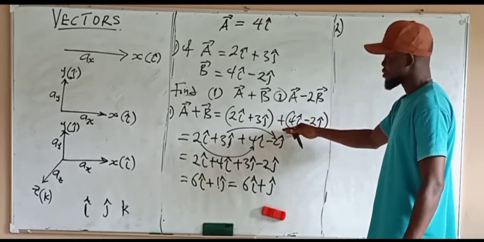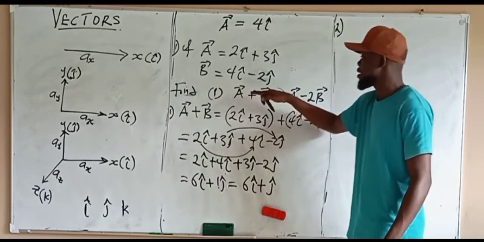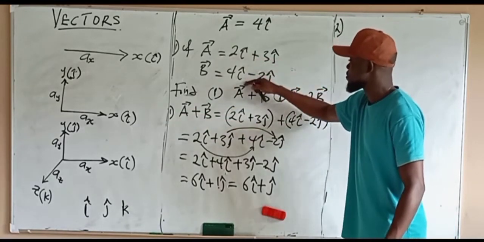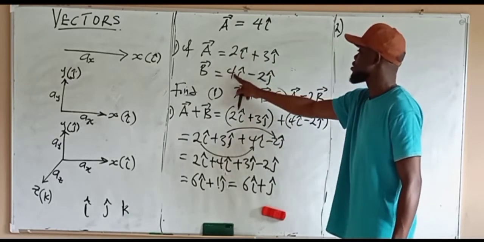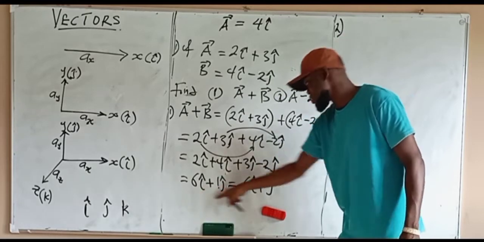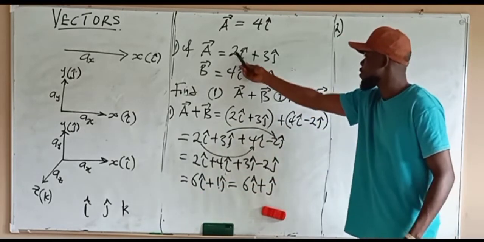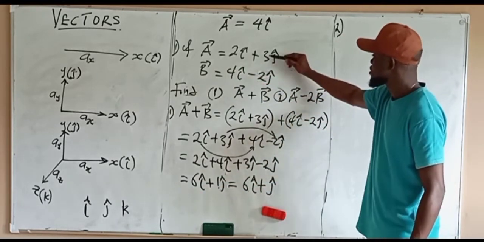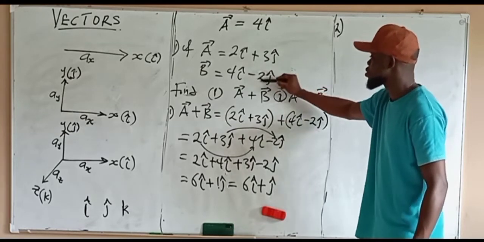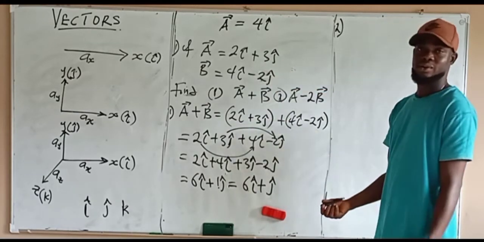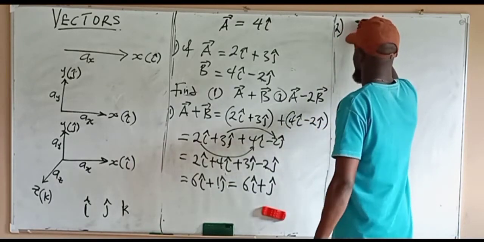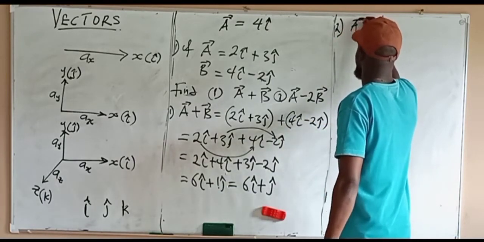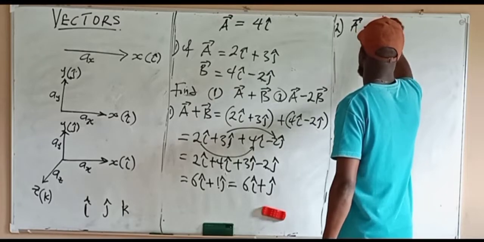Then number 2. How did we get this? Let's say A plus B. Our A is this. Add this to this, add this to this. That's all. We have 6, that's 4 plus 2. Then 3 plus minus 2, that's 3 minus 2, what's that? 1. That's all.